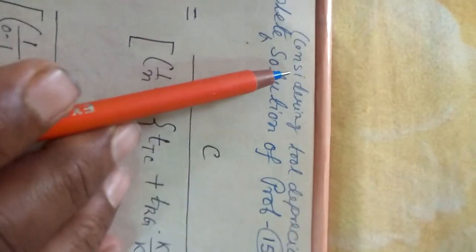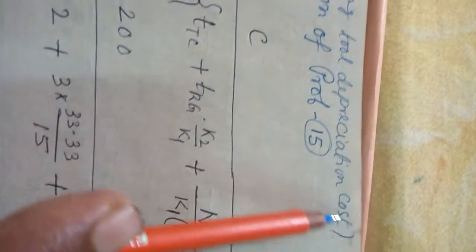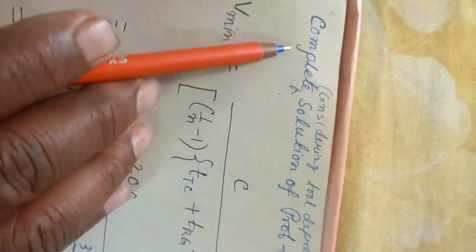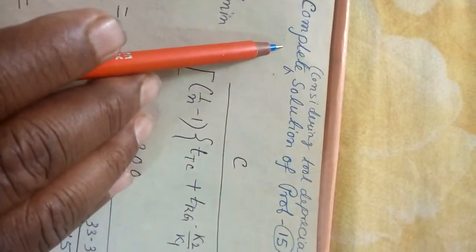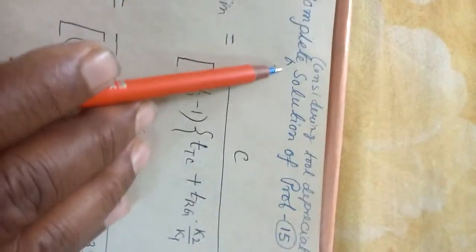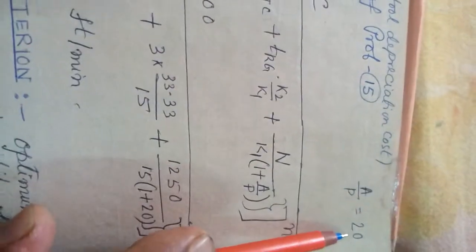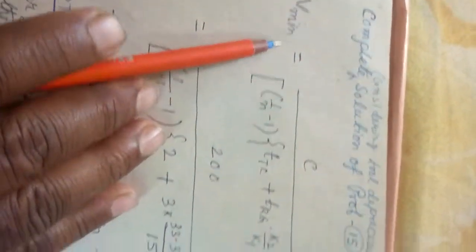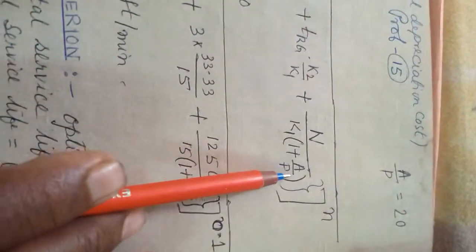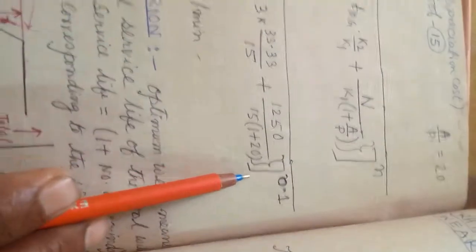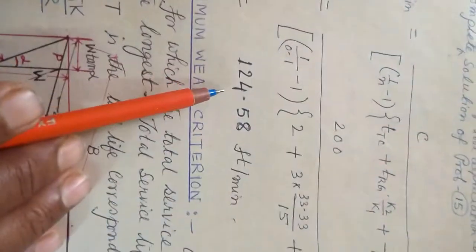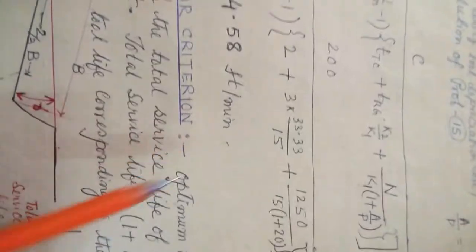So considering tool depreciation cost, the complete solution of problem 15, A by P is 20, it is given. So V minimum is equal to C. Here the A by P term will come, so we put it as 20. So this is there. So this is 124.58 feet per minute.